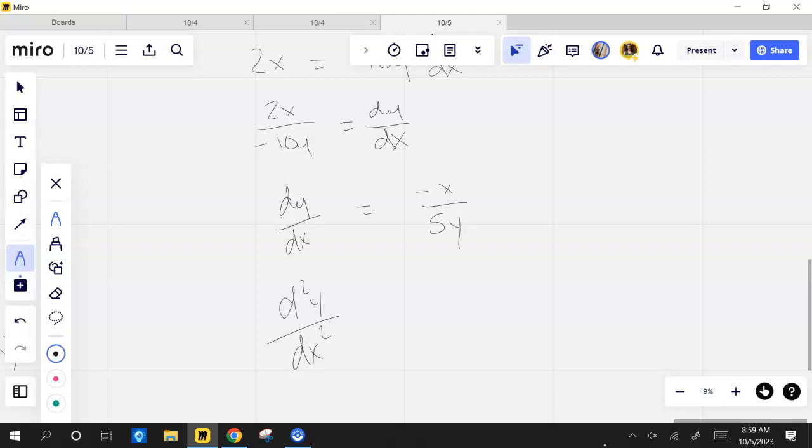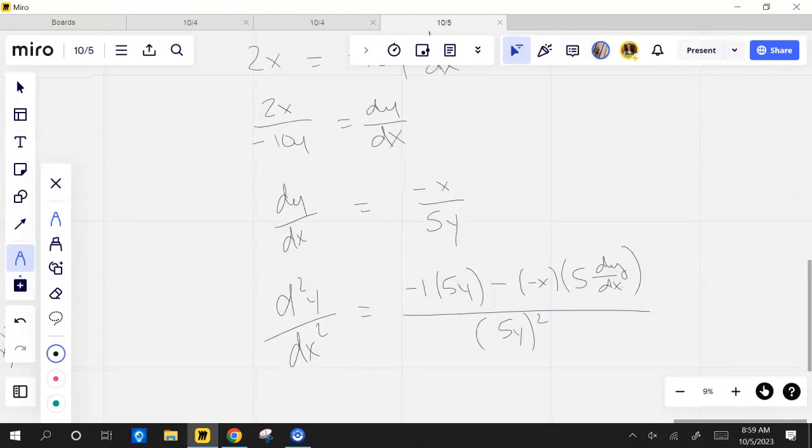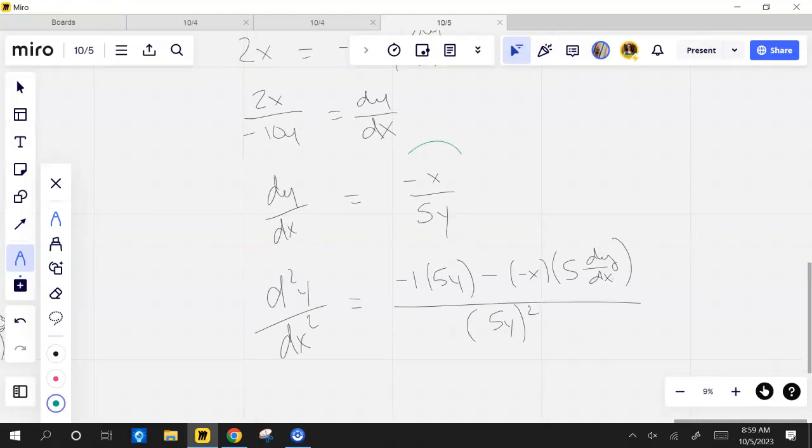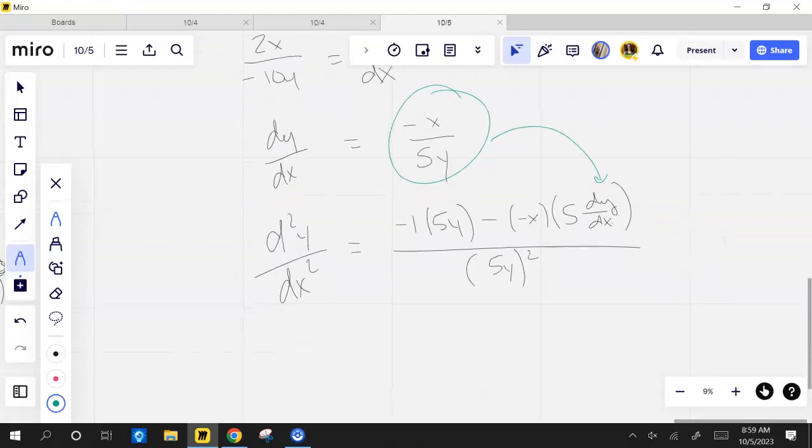Okay, so here, derivative of the top is negative 1 times the bottom. I'm A-okay there. Minus the top times derivative of the bottom, 5 dy dx. Here's where I hit a problem, right? Because I can't have a dy dx here and a second derivative on the left side because I got to get one of them by themselves. So now I would plug in. Now I would take this and replace that dy dx.